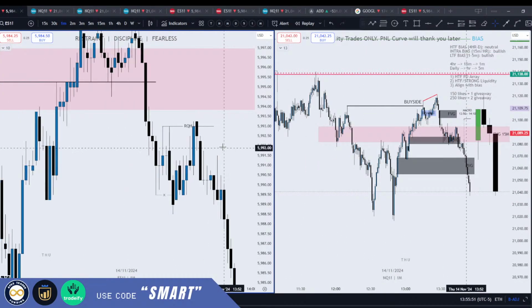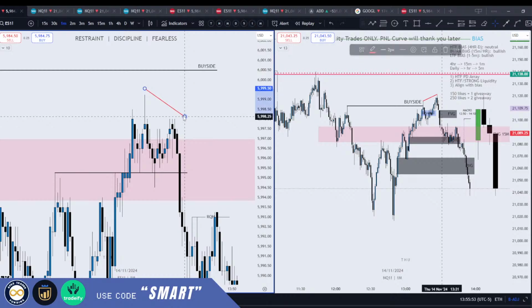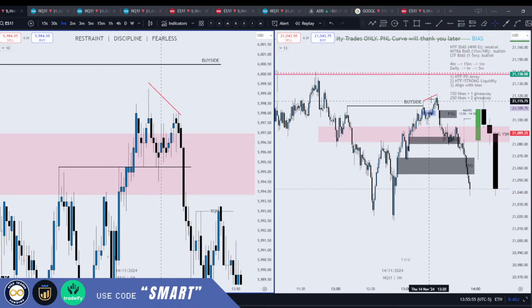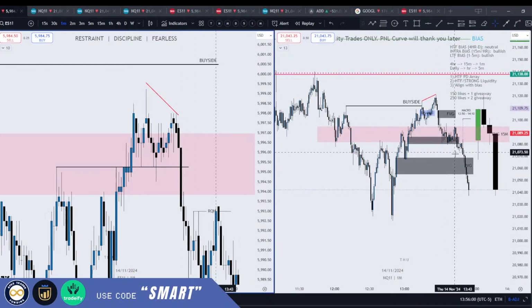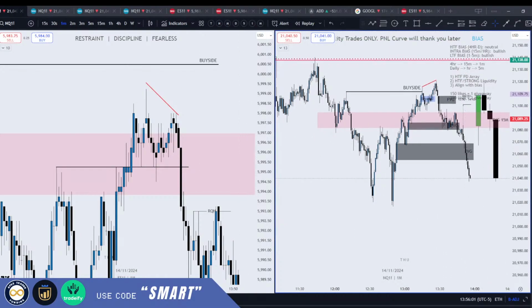Yeah, so SMT, very interesting SMT here. This is like a death SMT here because we took the immediate draw and just slowly drifted it down.